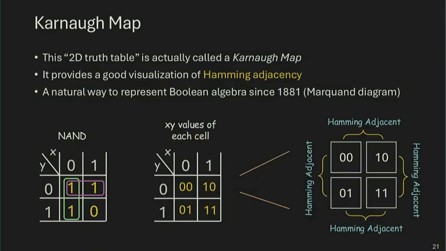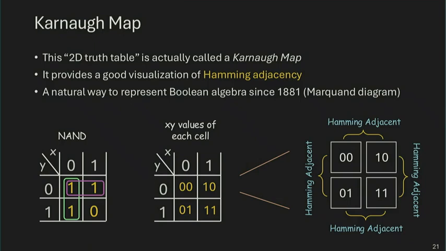This thing is what I call the two-dimensional truth table, but this is really called a Karnaugh map. A Karnaugh map provides a very nice visualization of Hamming adjacency. X prime y prime and x prime y are adjacent in this 2D representation, and these adjacent ones can be combined into a single product.